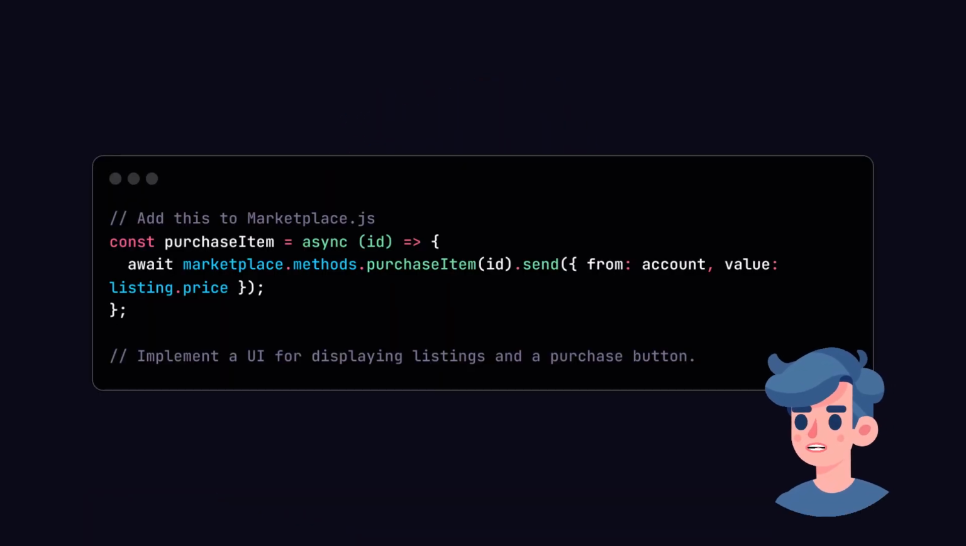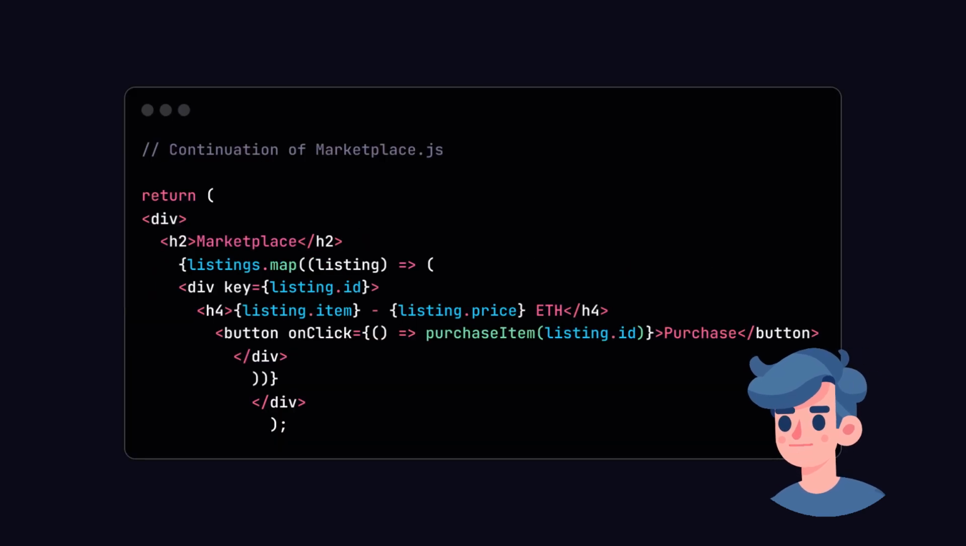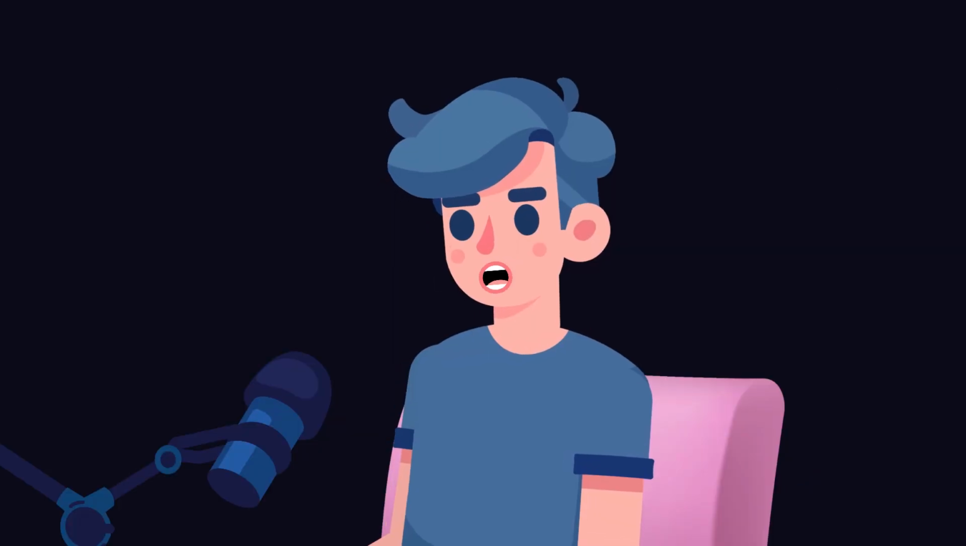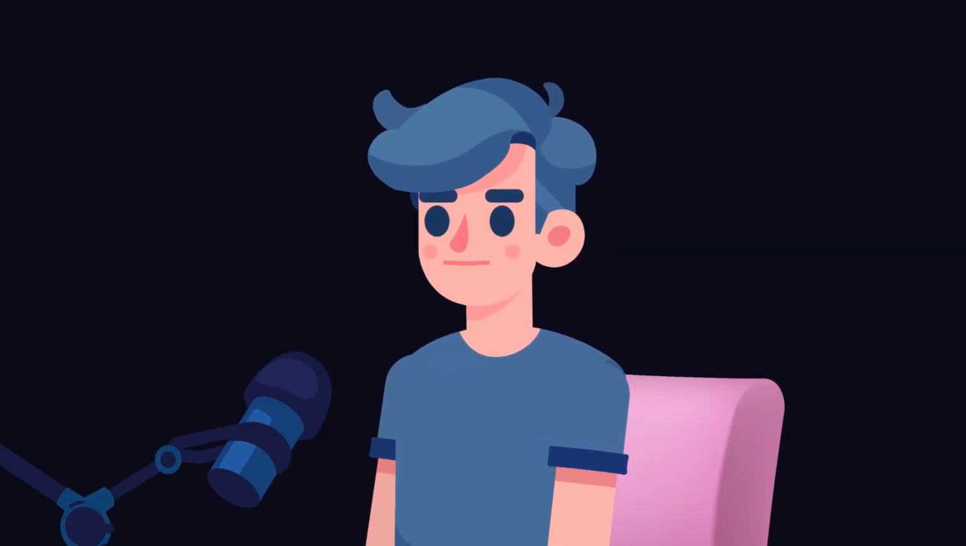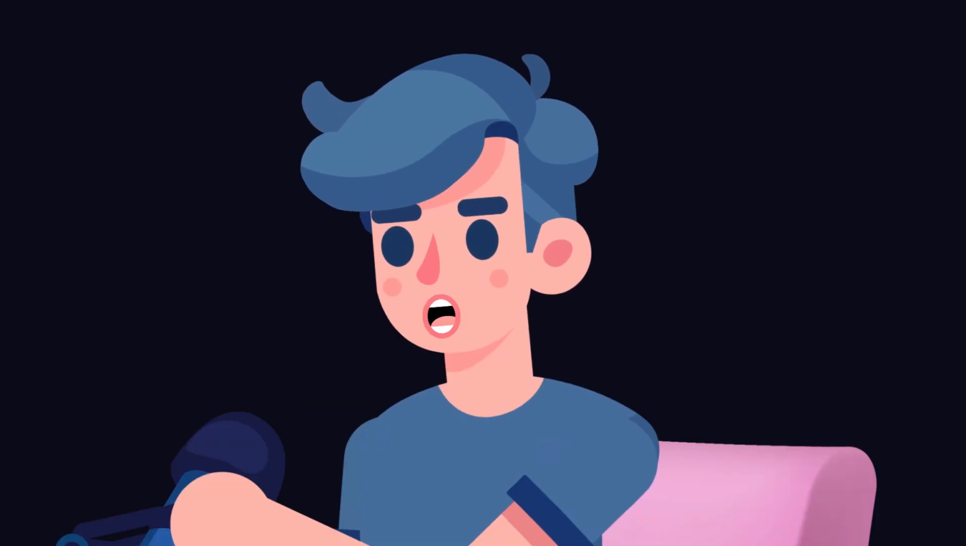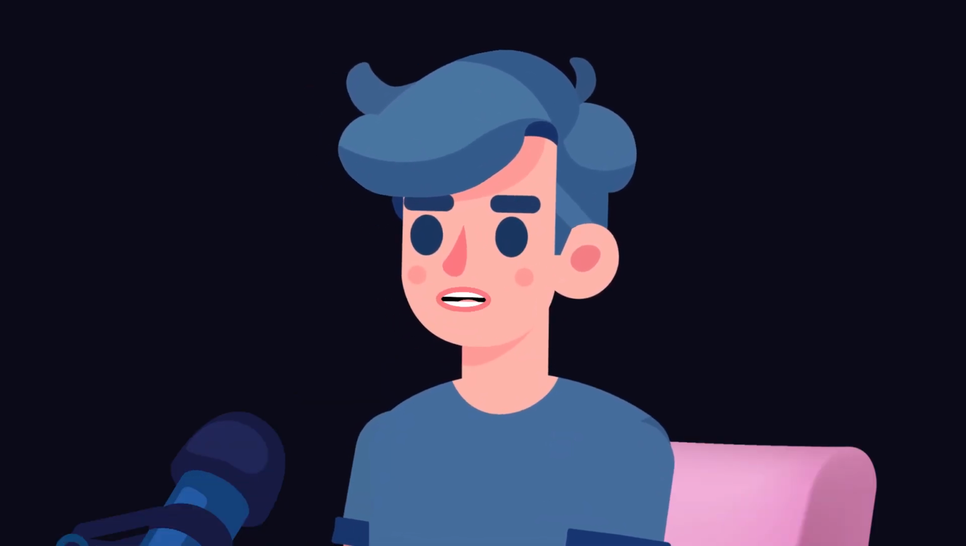Lastly, let's implement the feature to purchase an item. Update the marketplace.js component to include a function to handle purchases. Don't forget to map through the listings and create purchase buttons for each item in the component's return statement. Test this functionality out by creating a few listings and attempting to purchase them using different accounts in Ganache. Troubleshoot any issues you run into and refine your application as needed.